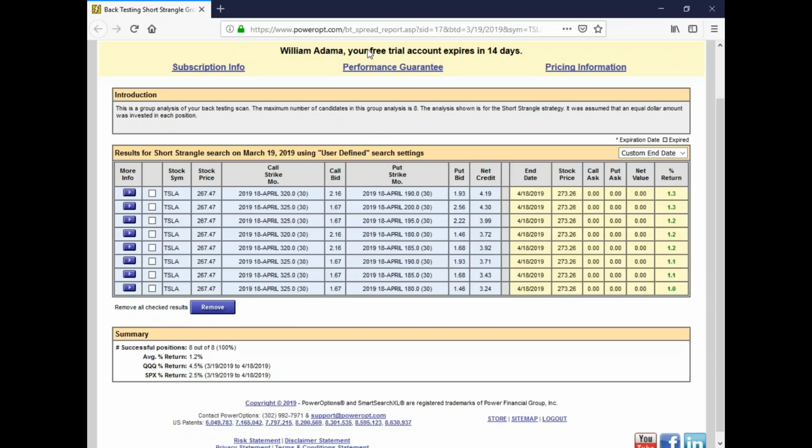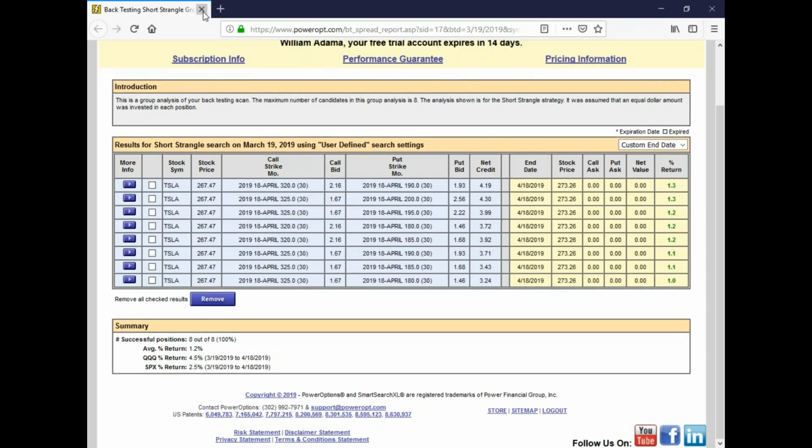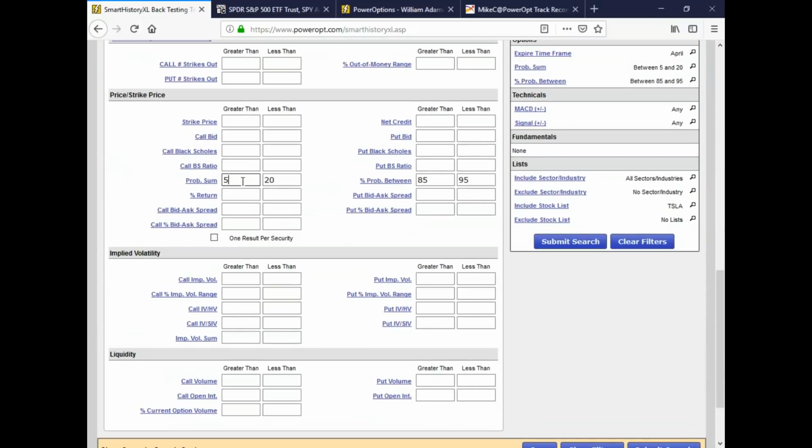We're just going to look at 2 months there to move on, but you can set up the search as I showed. It'll give you a starting point. Probability sum limit at 5 to 20, probably an 85 to 95% probability. Of course, different market conditions are going to change that, right? As volatility increases, you might be able to get a higher return there without getting that higher position.